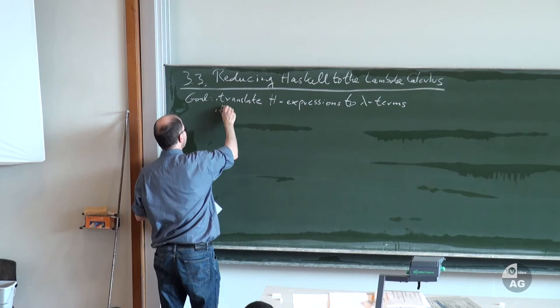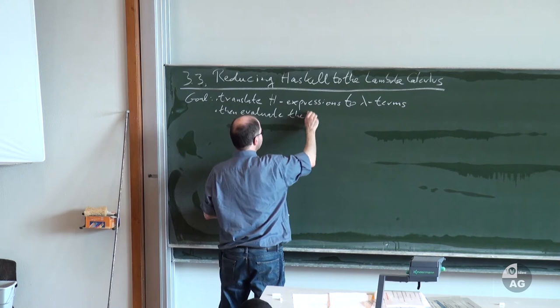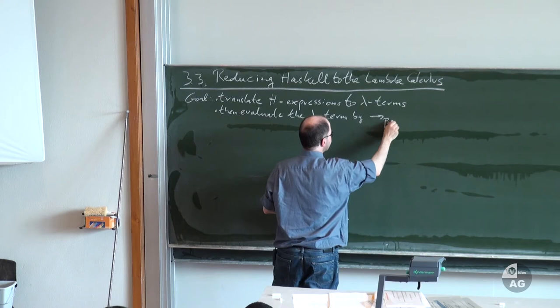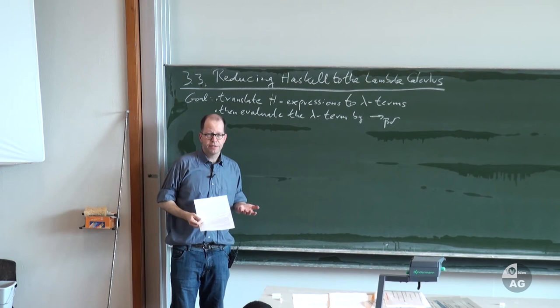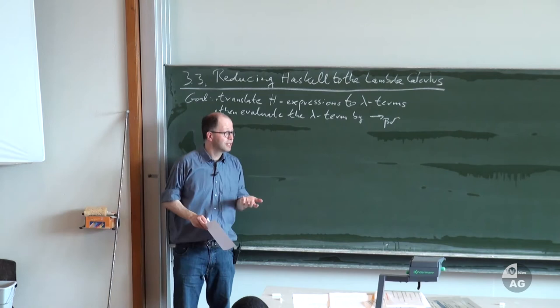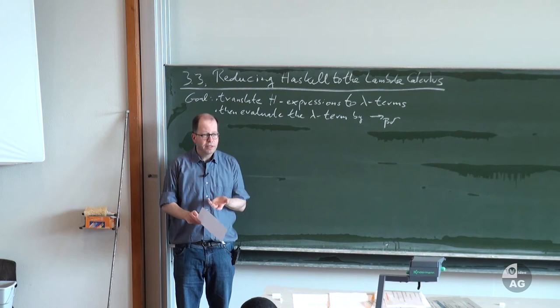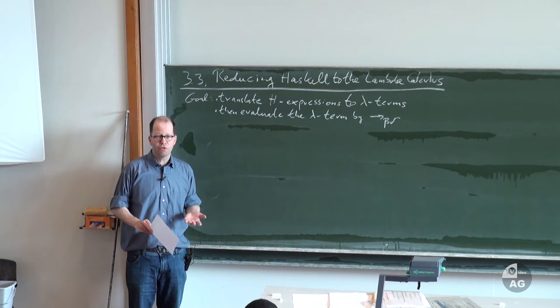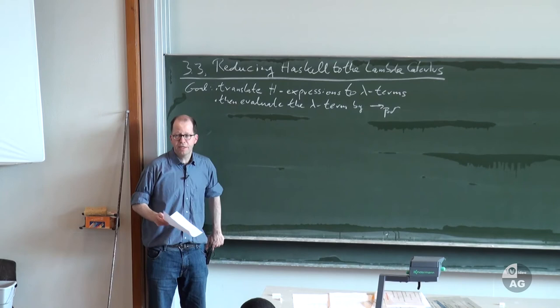Then evaluate the resulting lambda term by beta and delta reduction. And this should work for any expression or any program. In particular, you can write non-terminating programs. So it should be possible also to translate non-terminating programs accurately to lambda terms, and then these lambda terms have to be non-terminating as well. The point is that the lambda calculus is a full programming language, and in a full programming language you can write non-terminating programs, as you might have experienced yourself. So this is possible in Haskell for sure, and this should be possible in the lambda calculus as well.